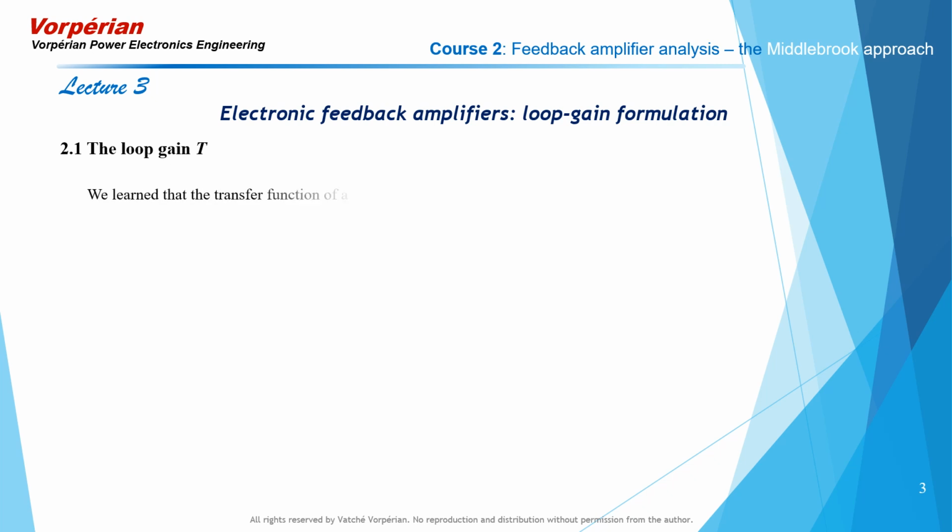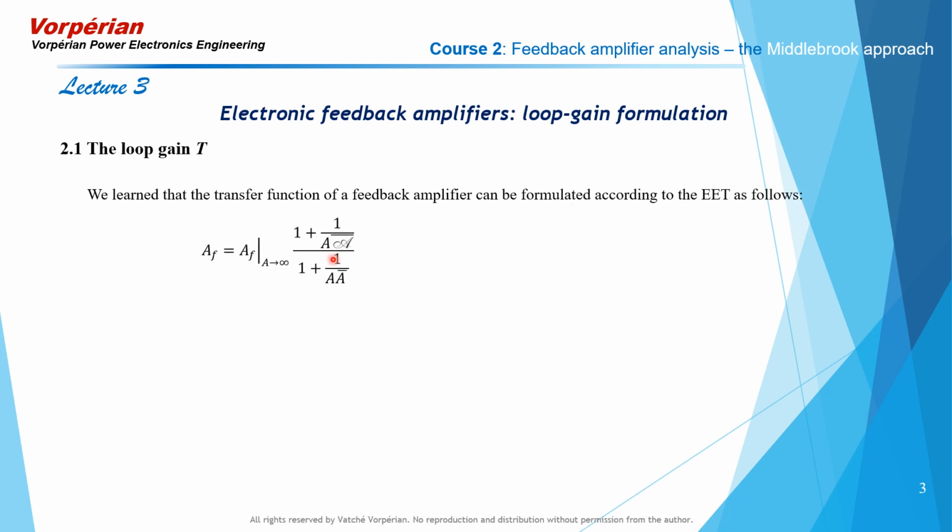In the first two lectures, we learned that the transfer function of a feedback amplifier can be formulated according to the extra element theorem as follows. Here A is the gain of the amplifying element, AF is the closed loop gain of the feedback amplifier, and AF with A going to infinity is the ideal closed loop gain of the feedback amplifier. And we said that as far as the determination of the transfer function of a feedback amplifier is concerned, this is all that you need to know. What we are going to do now is identify the loop gain inside this formula and rewrite it in terms of the loop gain T.